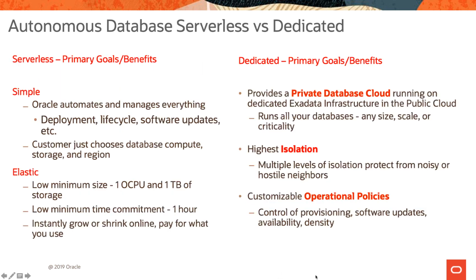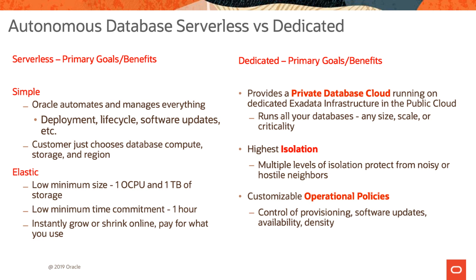In this slide, we are going to discuss how these two offerings, serverless versus dedicated, compare. What are the primary goals or benefits you get across these offerings? The primary benefit of serverless is that Oracle manages or automates everything for you. All the deployments, life cycle, and software updates are taken care of by Oracle. The customer just chooses what kind of compute, how many OCPUs they want to enable, how much storage they need, as well as the region, etc. In terms of elasticity, you can start with a lower minimum: one OCPU can get you started on Autonomous serverless, and the minimum time commitment is just an hour, and you can automatically scale online on a true pay-per-use basis.